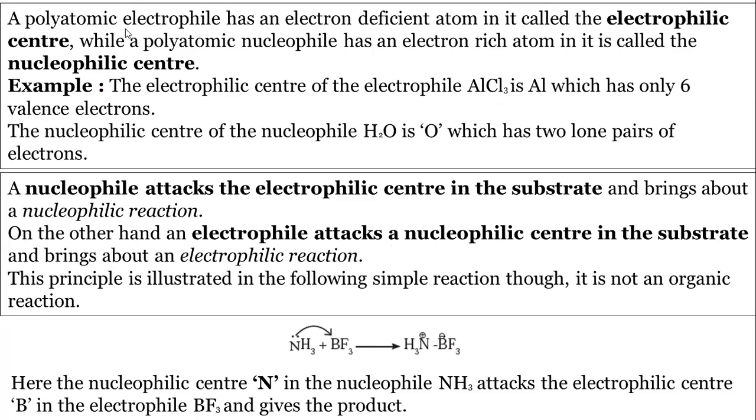A polyatomic electrophile has an electron deficient atom. It is called the electrophilic center. So what is meant by electrophilic center? Please try to understand. A polyatomic electrophile has an electron deficient atom.